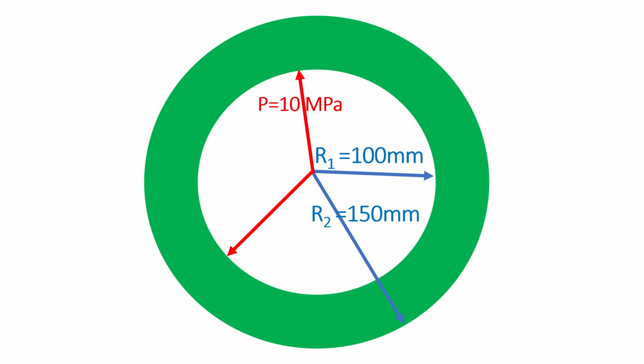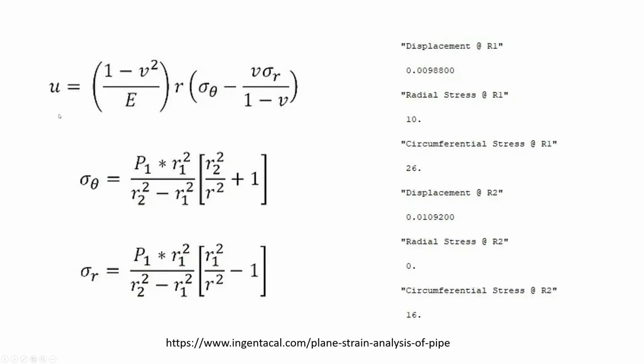Finite element method analysis using Hypermesh of a cylinder with an internal radius of 100 mm, an external radius of 150 mm, and subjected to an internal pressure of 10 megapascals. So it's always nice to have some results to compare to. So we actually have the analytical solution.